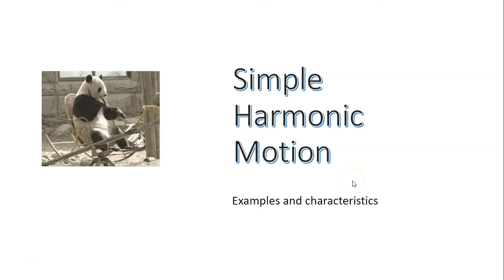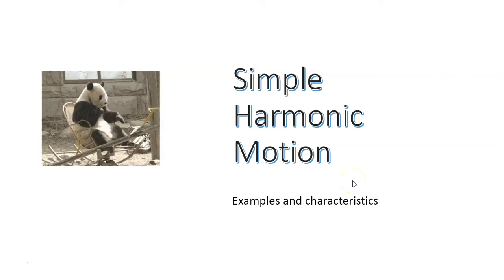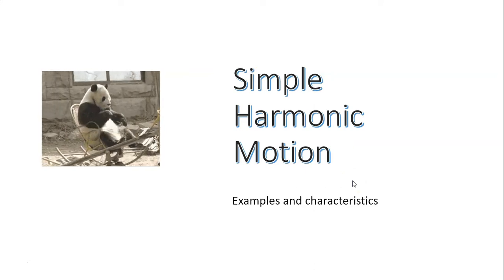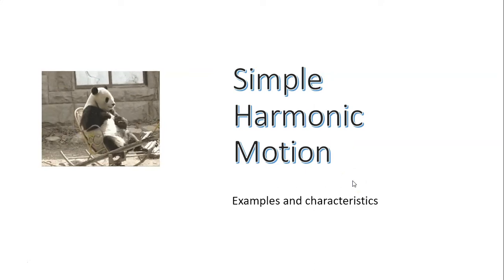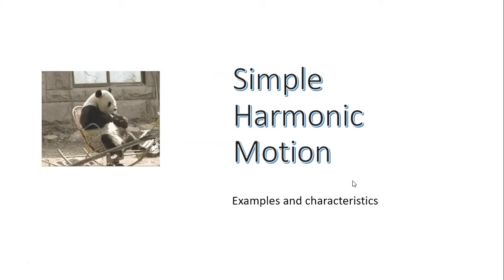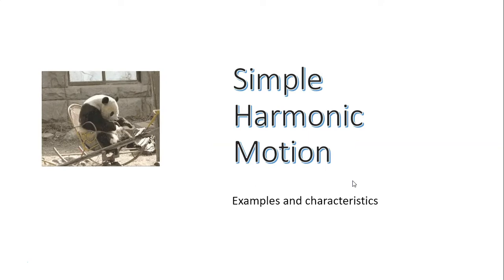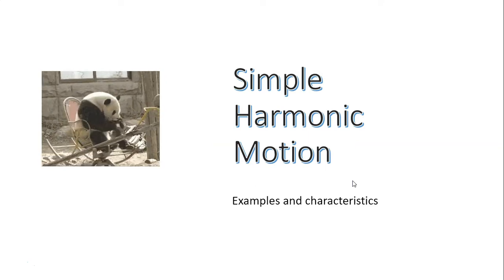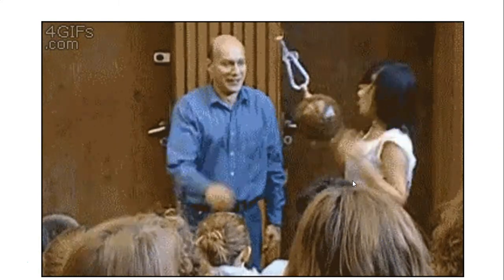Simple harmonic motion. Simple harmonic motion is a different sort of motion compared with, say, linear motion or circular motion. And we're going to have a look at some examples and what exactly makes up simple harmonic motion. So a simple pendulum is an example.